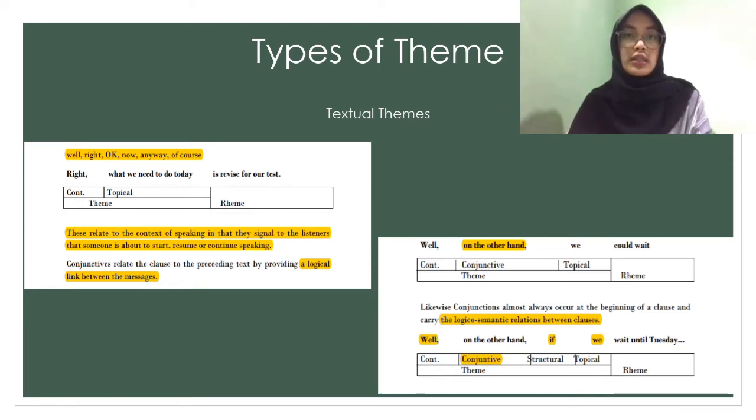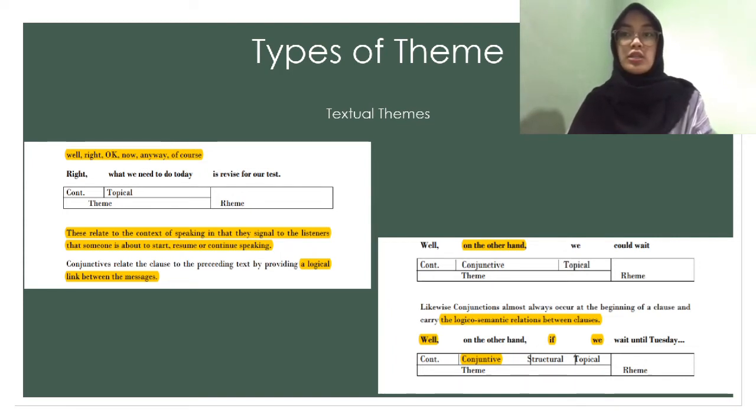These relate to the context of speaking in that they signal to the listeners that someone is about to start, resume, or continue speaking. Conjunctives relate the clause to preceding text by providing a logical link between the messages. In the example, "Well, on the other hand, we could wait": "well" is continuative, "on the other hand" is conjunctive, and "we" is topical. This is the theme, and "could wait" is the rheme.